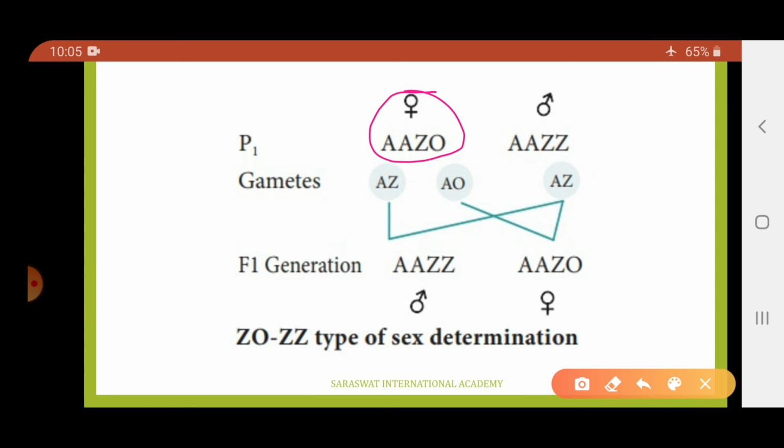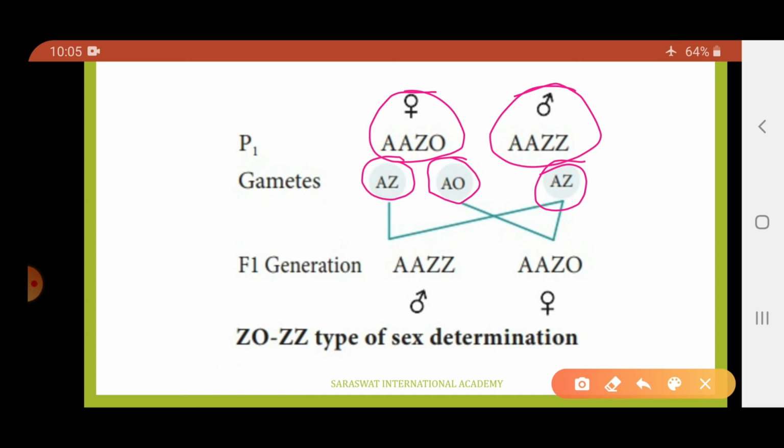So it produces how many types of gametes? Two types of gametes. Some eggs will contain the Z chromosome and some eggs won't contain the Z chromosome. Whereas these are the males with the two Z chromosomes. So all the sperms produced by the males will contain the Z chromosome and all the gametes will be the same. Now students, which type of egg gets mixed with the sperm will decide the sex of an offspring.